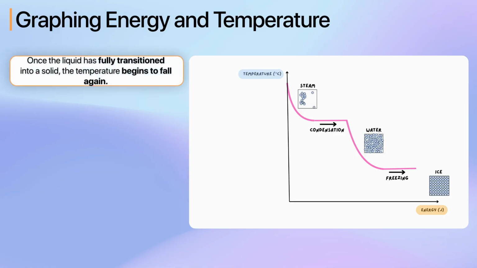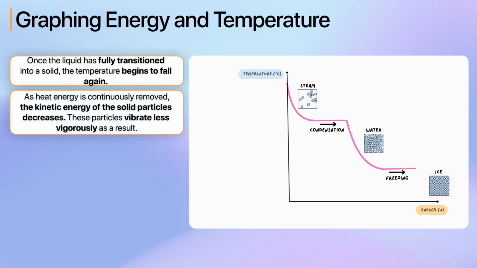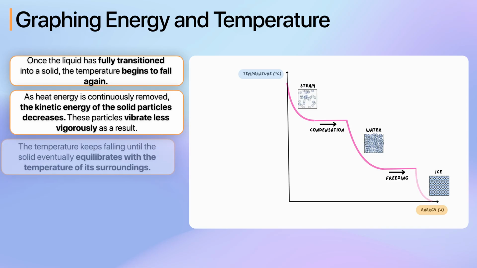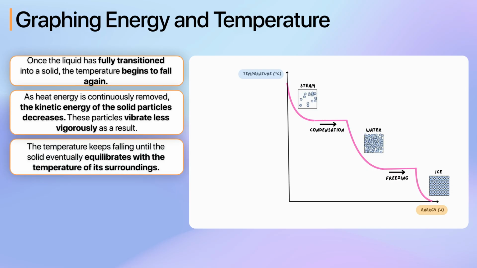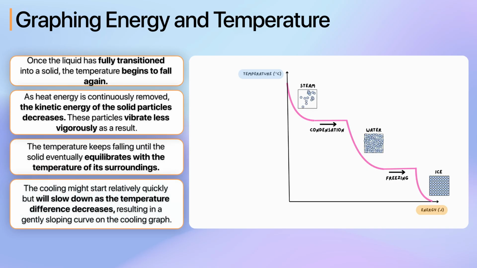Once the liquid has fully transitioned into a solid, the temperature begins to fall again. In this stage, as heat energy is continuously removed, the kinetic energy of the solid particles decreases. These particles vibrate less vigorously as a result. The temperature keeps falling until the solid eventually equilibrates with the temperature of its surroundings. Like in the previous stages, the cooling might start relatively quickly but will slow down as the temperature difference decreases, resulting in a gently sloping curve on the cooling graph.